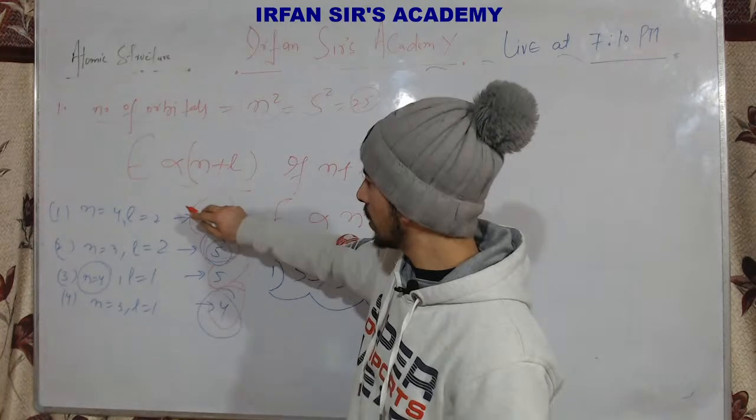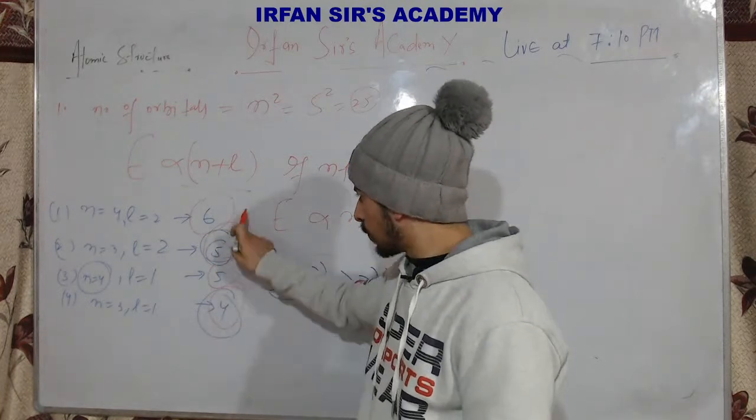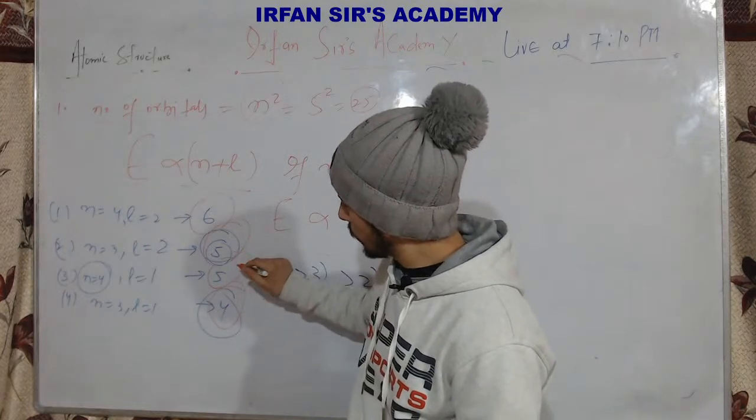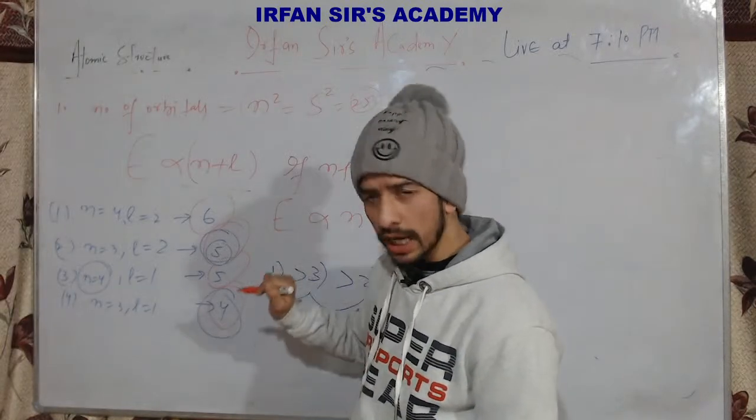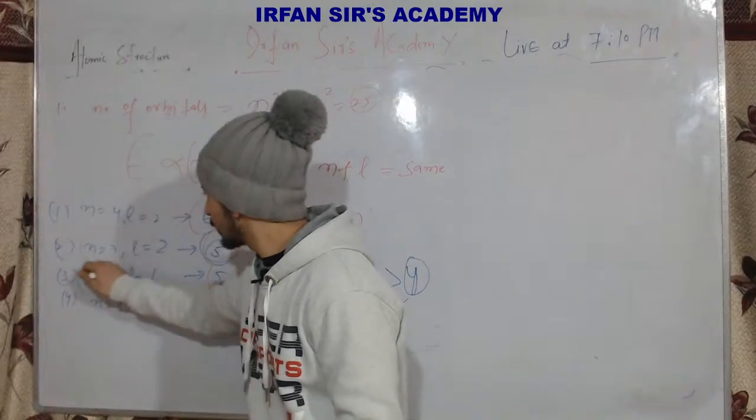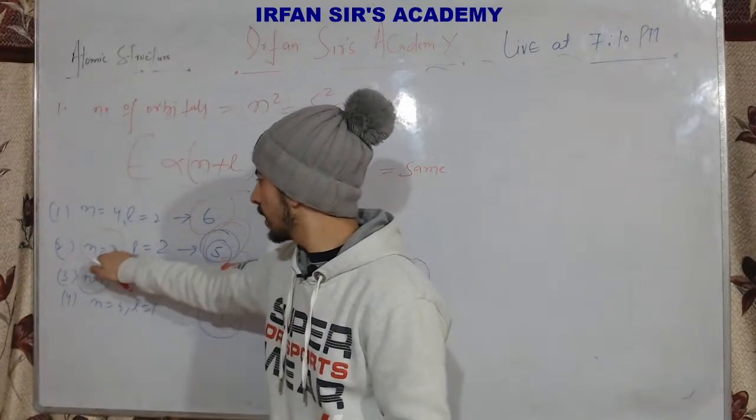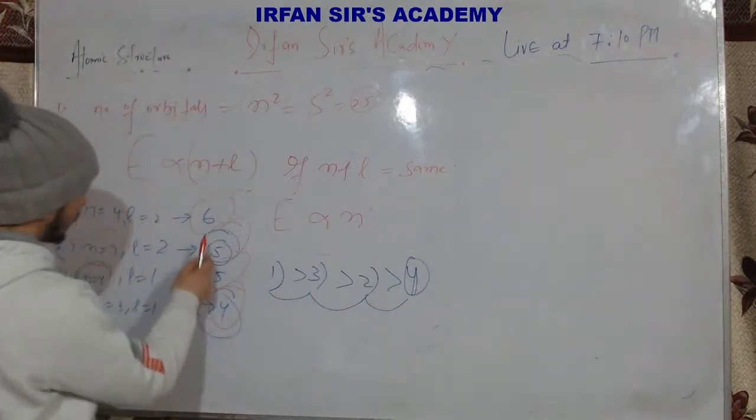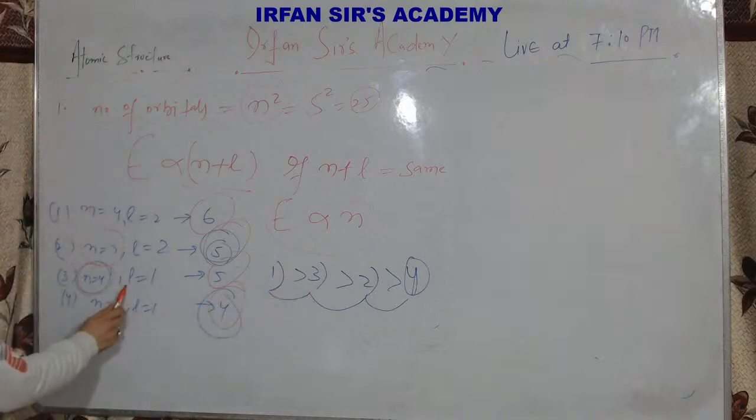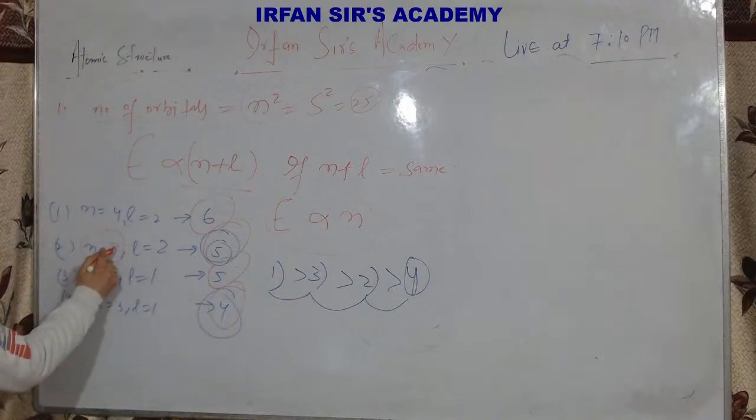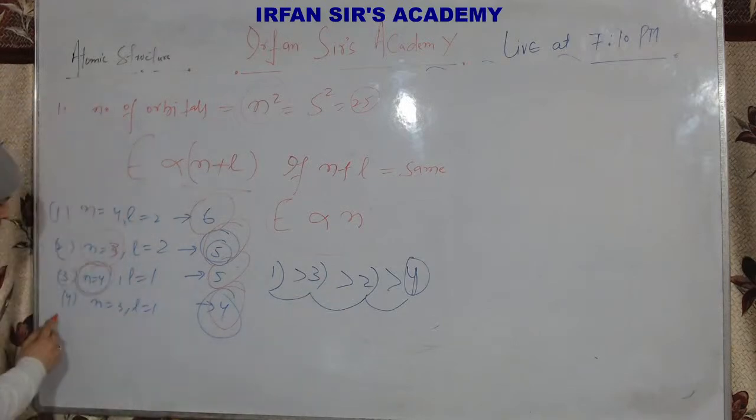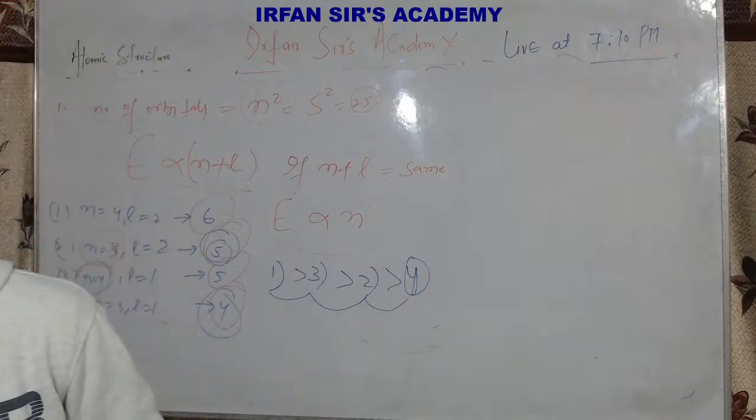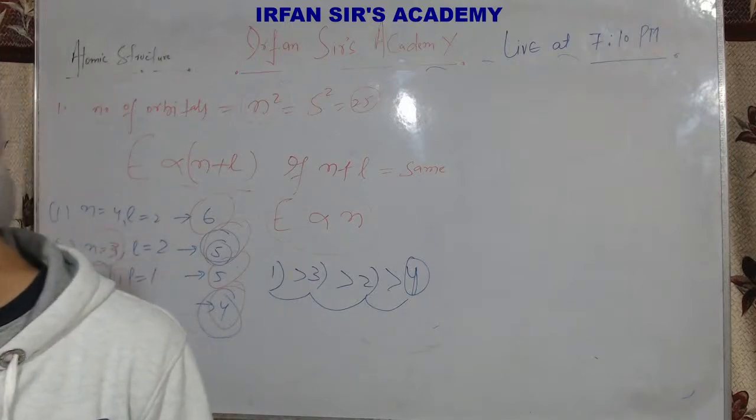It means energy of first is the highest. What is the energy of second and third? What will be the order? If n plus L is the same, the one with the higher value of n will have the highest energy. What is the higher value of n in these two cases? That is third. It means first has greater energy than third, third has greater energy than second, and second has greater energy than fourth. This is the order. I hope it's clear to you.